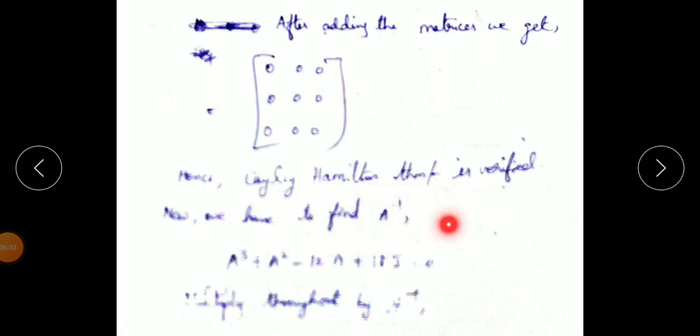Then now we are going to find the A inverse value. So we know that the equation is A cube plus A square minus 12A plus 18I equal to 0. Now multiply throughout by A inverse. So what will happen? A inverse A cube plus A inverse A square minus 12 A inverse into A plus 18 A inverse I equal to 0. So after 3 minus 1 is A squared. Then 2 minus 1 is A. Then this A inverse into A becomes as I, and this is 18 A inverse, which is equal to 0.